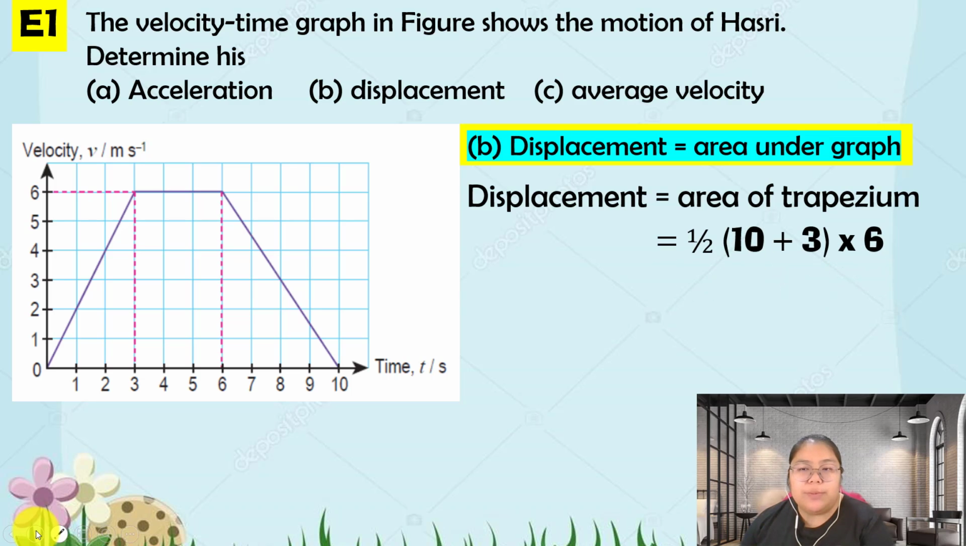Using the trapezium formula, it is half times A plus B. A is how long? A is 10 seconds. B is this part, 6 minus 3, there's 3. A plus B multiplied by the height. The height is 6. After that, I get 39 meters. So from this graph, I find the area under the graph, the displacement, which is 39 meters.